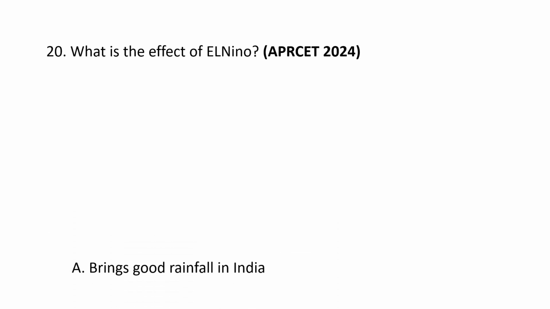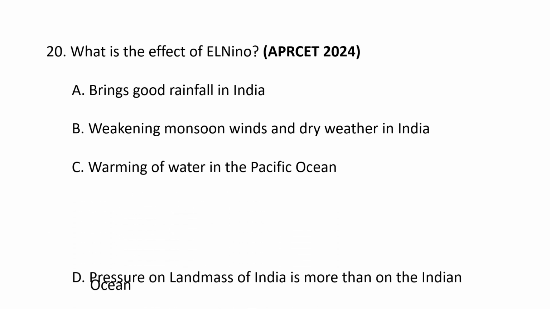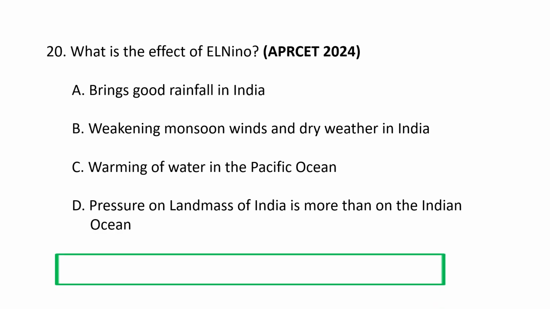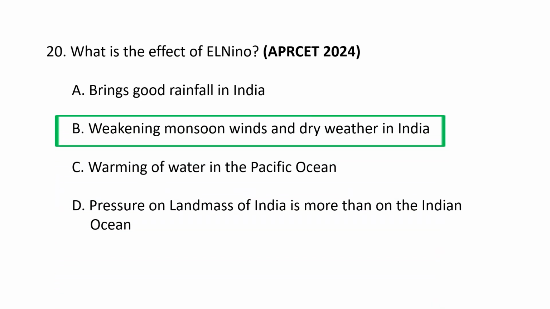Next question. What is the effect of El Nino? The options given are A. It brings good rainfall in India. B. Weakening monsoon winds and dry weather in India. C. Warming of water in the Pacific Ocean. And D. Pressure on the landmass of India is more than on the Indian Ocean. The correct option goes as B. Weakening monsoon winds and dry weather in India.